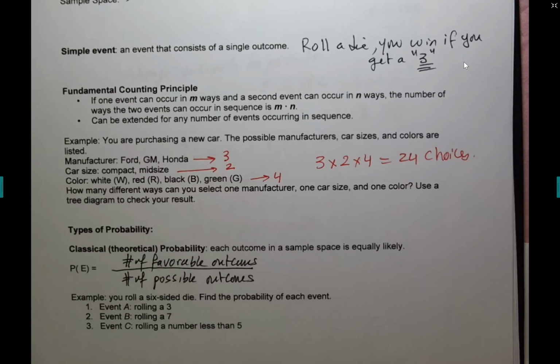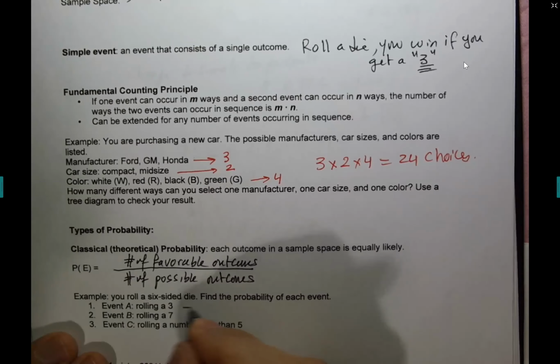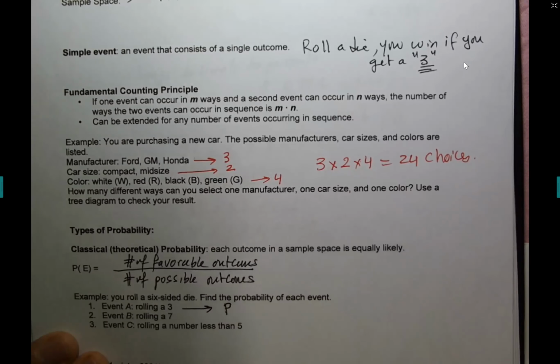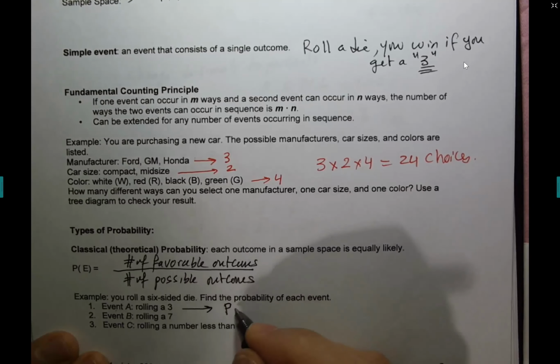Let's give you an example, guys. You roll a 6-sided die. What's the probability of rolling a 3? Okay, here's how you write it down. You put the letter P. The event, we give it a name, capital letter A, so you can write the probability of A.